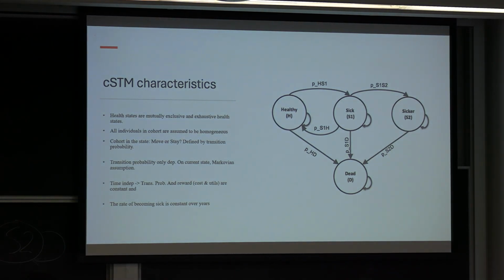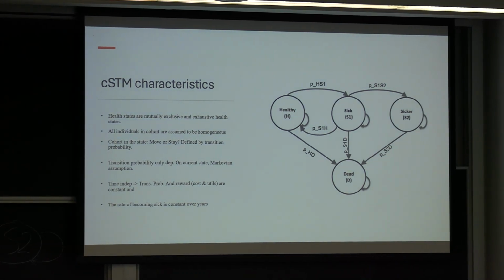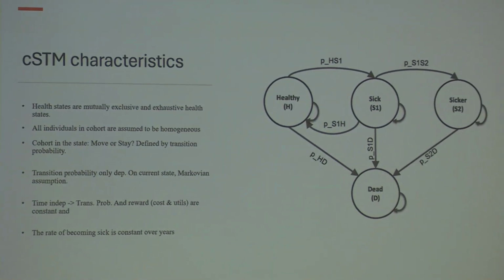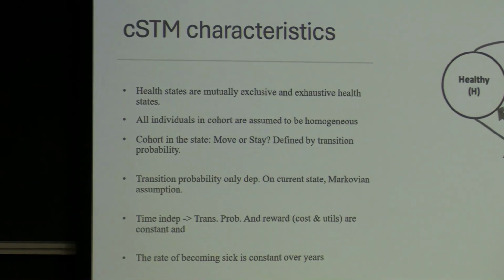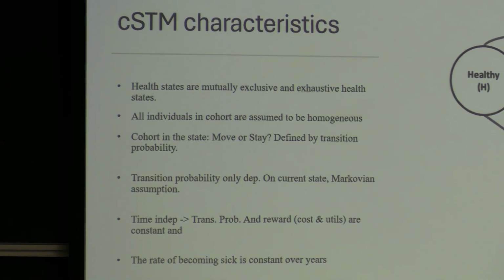There are 6 very important characteristics of cSTM. The first one is that we assume the health states are mutually exclusive but also exhaustive. And we assume all individuals in the cohort to be homogeneous, so they are indistinguishable. For the arrows, we want to define the probabilities of the individuals in that cohort either moving or staying in the same state. We define those as the transition probabilities. And we assume the transition probabilities are time independent, which means we cannot include the history of the patients. For example, you have diabetes, and your parents, for example, have a diabetes history.